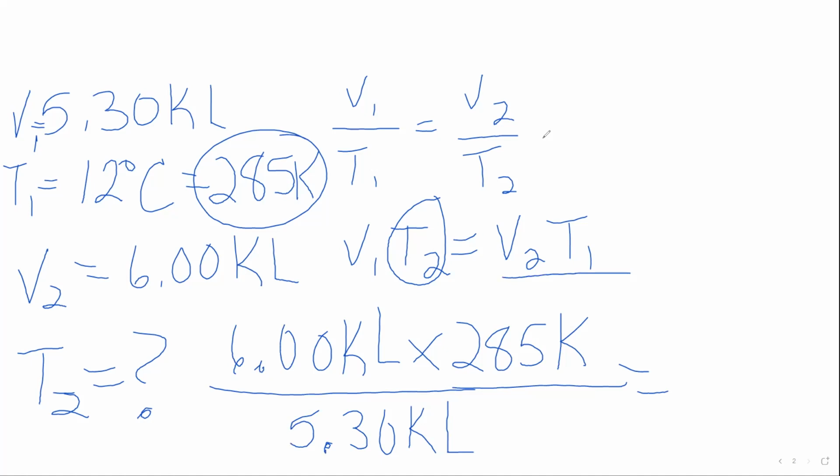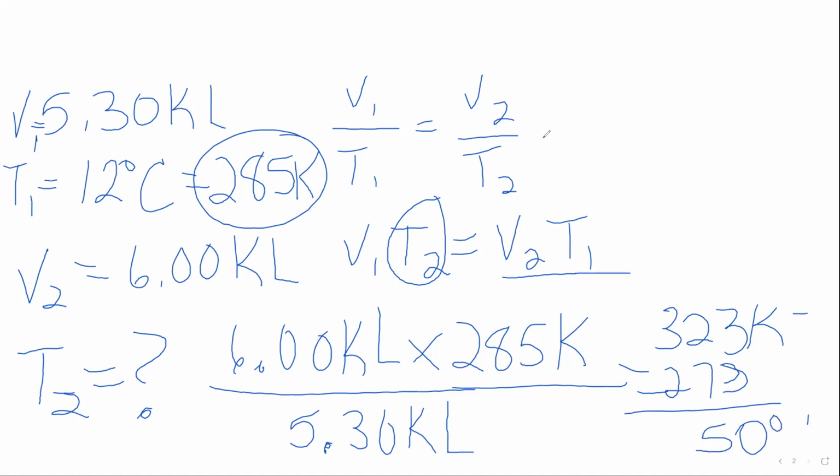I got 322.6. So sig figs tells me this is 323 Kelvin. Subtracting 273 from that so that we can get the Celsius back, it gives me 50 Celsius. See? So that's how you do it. Well, actually 49.6, which is good enough for 50.